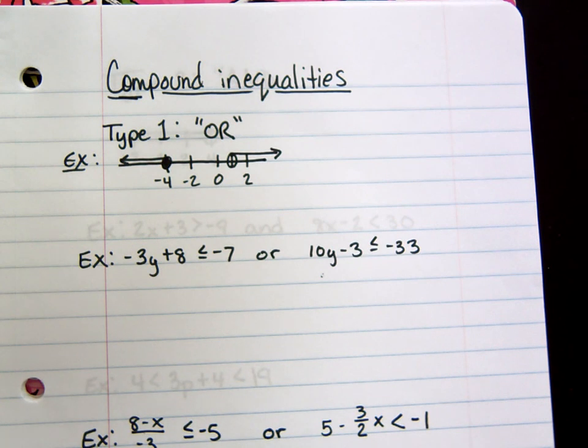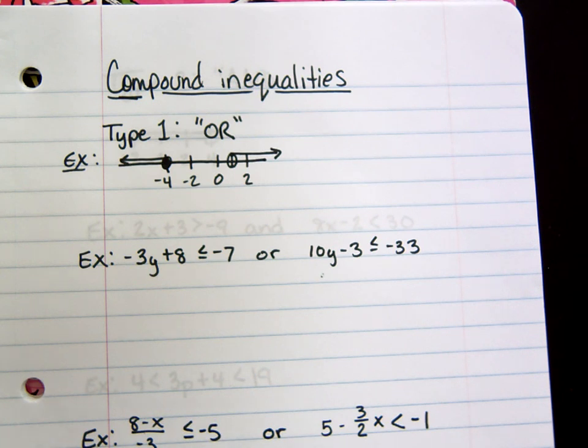So we've been looking at single inequalities. The next thing we're going to talk about are compound inequalities. A compound inequality is when you have two or more inequalities on the same number line. We're going to only be looking at two on the same number line. Now there are two types of compound inequalities. The first type we're going to look at is the OR type.